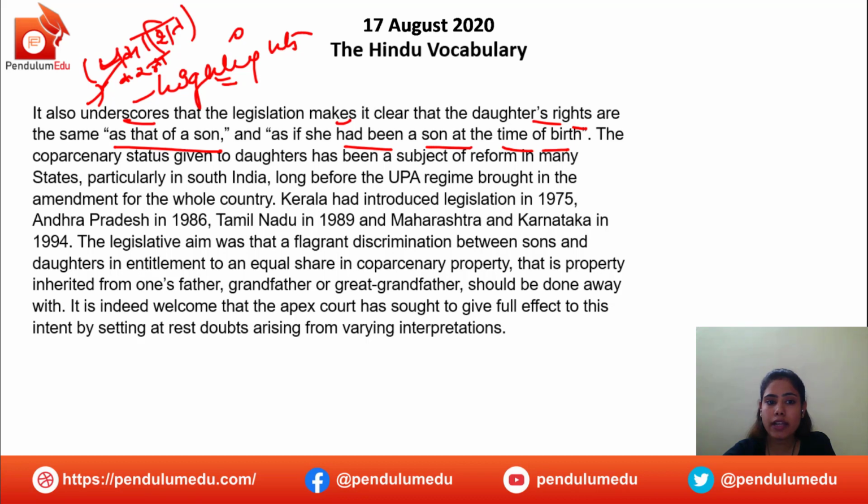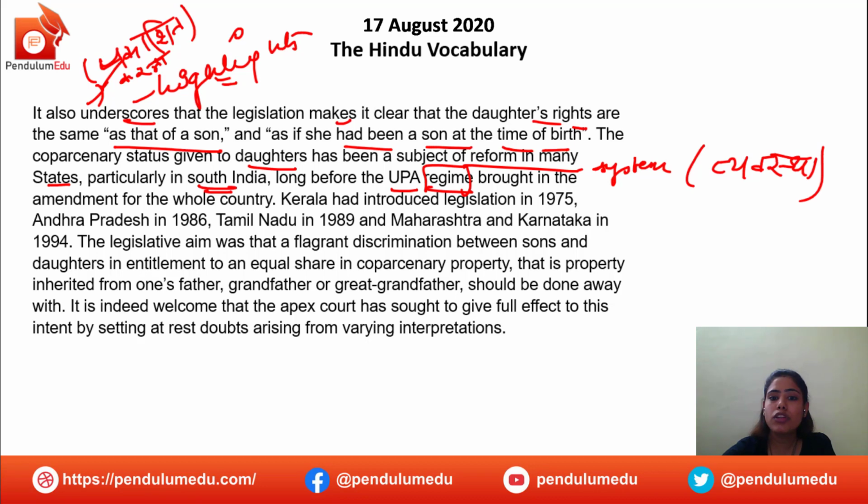The coparcenary status given to daughters has been a subject of reform in many states, particularly in South India, long before the UPA regime, that is the system. कहते हैं एक तरीके की व्यवस्था. So before the UPA regime brought in the amendment for the whole country. Now, in South India, this was already prevalent. It was already being followed there, right there. Nobody questioned it. It was already there in South India, and the girls were treated as sons. They had the rights equivalent to as that of sons.